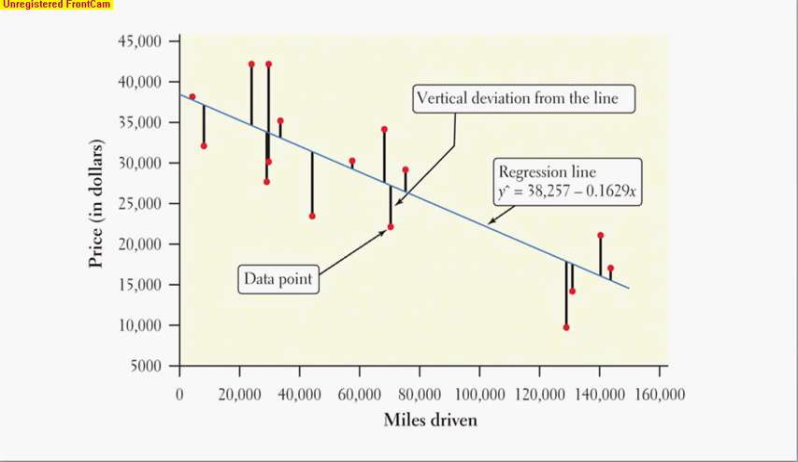All right, so here's the example that we're going to use today. This is an example of a scatter plot where we have how many miles are on a truck versus how much that truck costs. Notice the red dots are our actual scatter plot, and we made this line of best fit, this blue least squares regression line, go through them. The equation is y hat equals 38257 minus 0.1629x. We'll talk a lot more about that in a second. But the idea is that how far each point is from the line is a residual.